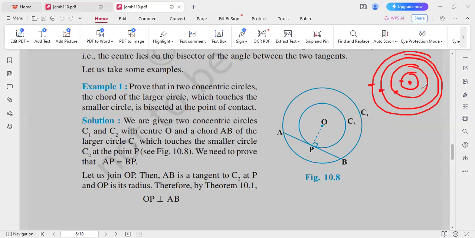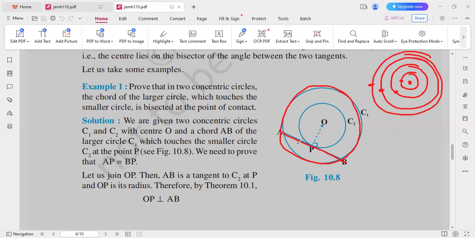Now, here it says that suppose you have two concentric circles, C1 and C2. Prove that in two concentric circles, the chord of the larger circle, of course, you can see that in this circle there is a chord, which is AB. That chord of the larger circle which touches the smaller circle is bisected at the point of contact.